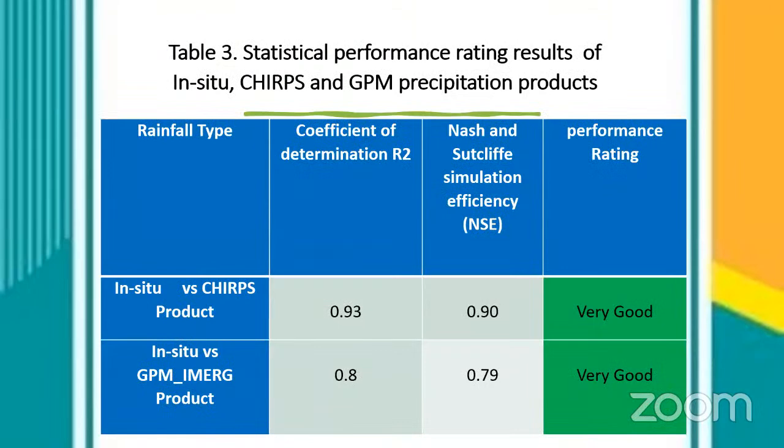Then we can see the result here. We have compared the ground in situ data with the Turbines satellite product, and we got a coefficient of determination R-square of 0.93 and NASH of 0.9. So it means it has a very good result in terms of performance rating. Again, when we compare GBM-IMERS with the ground data, we got 0.8 and 0.79. According to the table that we have seen, which gives the comparison of the results, both satellites give us a very good result when we compare the precipitation product.